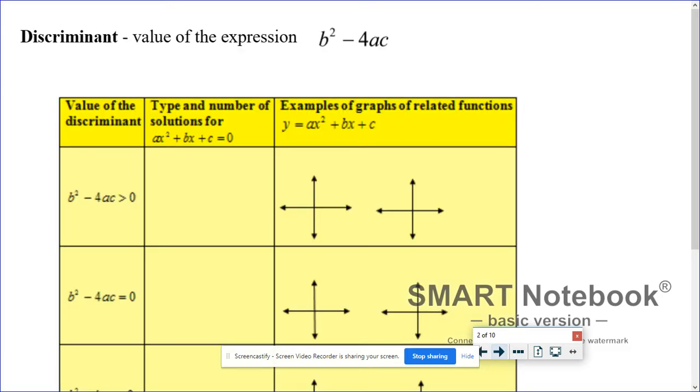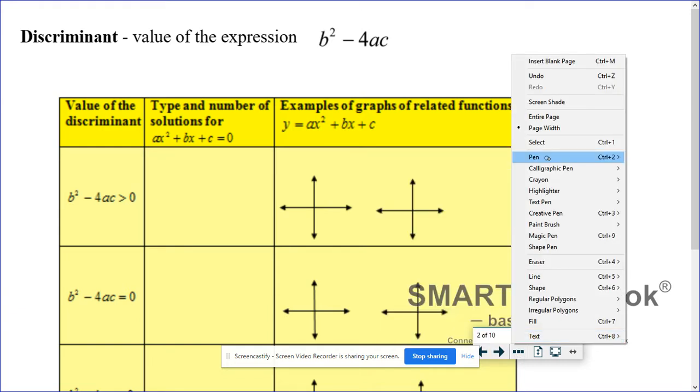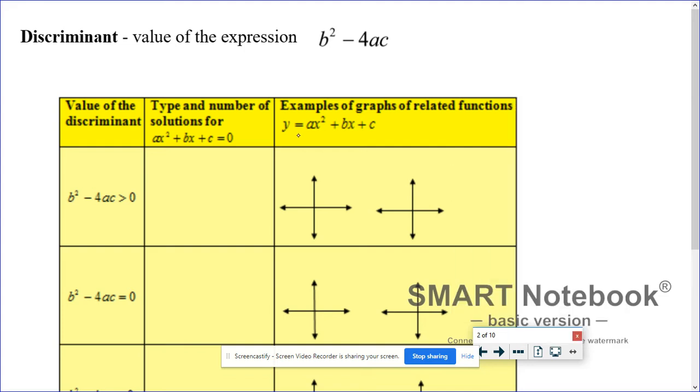So let's talk about the discriminant. The discriminant is the value of the expression b squared minus 4ac when you have the equation in standard form. So the a, b, and c that we've talked about before are the a, b, and c in that formula. When b squared minus 4ac is positive, there are two real solutions. Examples of what that could look like are this and this.